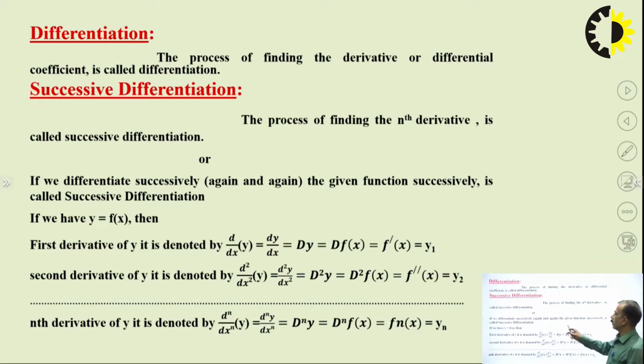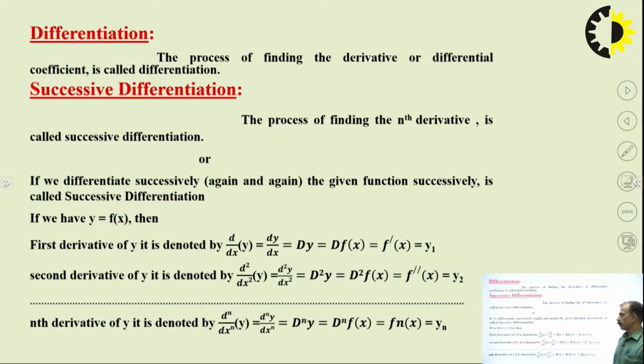The process of finding the nth derivative is called successive differentiation, or if we differentiate the given function successively again and again, it is called successive differentiation. If we have a function y equal to f(x), then we differentiate again and again. The first derivative of y is denoted by dy/dx or d/dx of f(x) or f'(x) or y1.